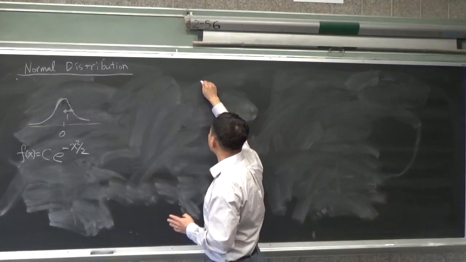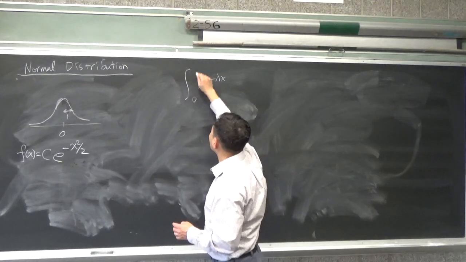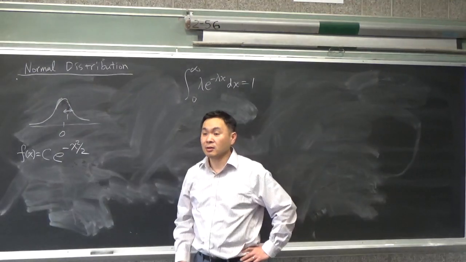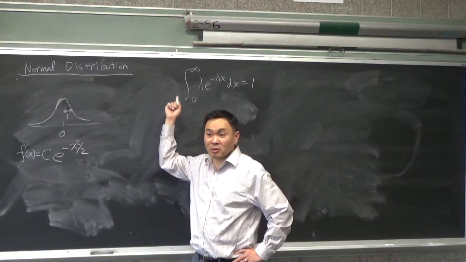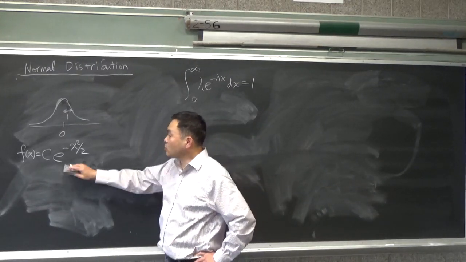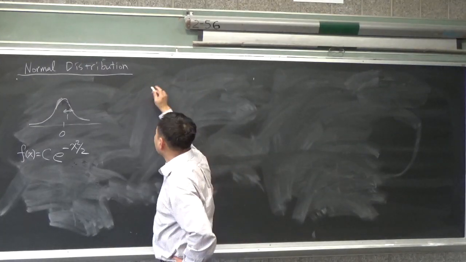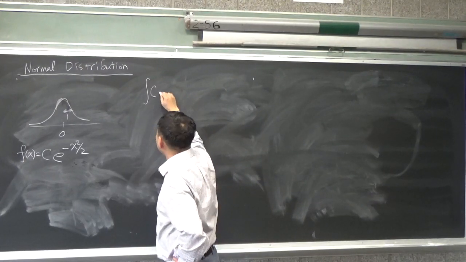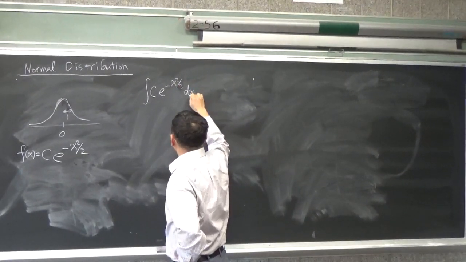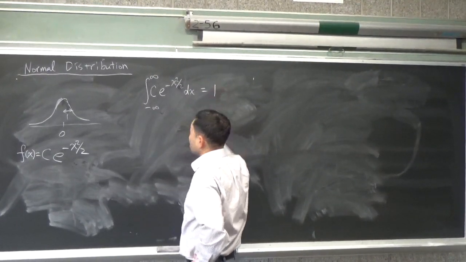So for example, for this distribution here, if you integrate from 0 to infinity, you will see that this gives you 1. Okay? It's a simple integral. You can try to see if it's true. Okay. So, to figure out what this is, we need to know the integral of c times e to the negative x squared over 2 dx from negative infinity to infinity. It has to be 1.